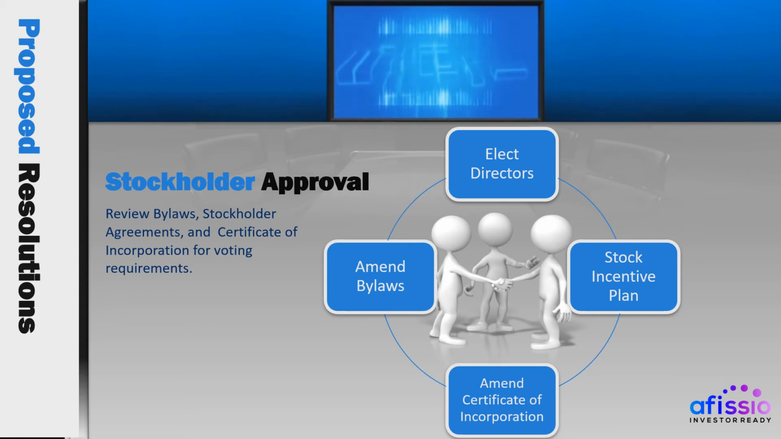Not all matters require stockholder approval, but some very important items do, such as election of directors, implementing a stock incentive plan, amending bylaws, or amending or implementing any stockholder agreement. Voting for these items will be prescribed by the bylaws or any current stockholder agreements in place.